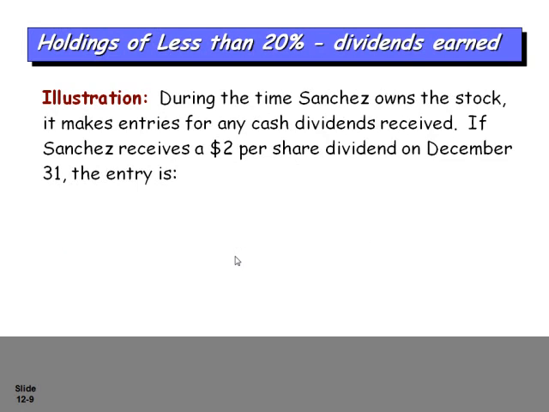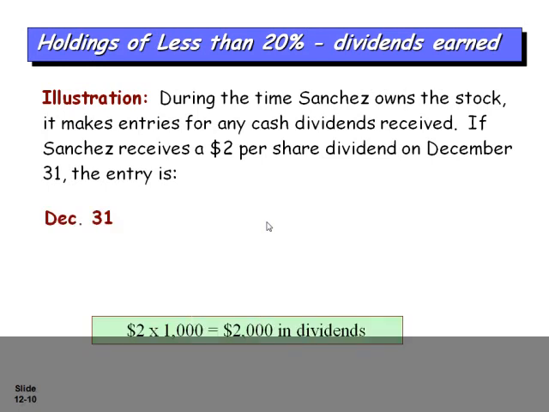All right, let's move on to the good stuff, the dividends. That's why we bought this stock, it appears. So Cayley owns the stock, and it's going to record the cash dividends it receives. So let's say on December 31st, it receives a $2 per share dividend. Now when you see that word receives, receives means cash. So cash goes up $2 a share times 1,000, so they got $2,000 in dividends.